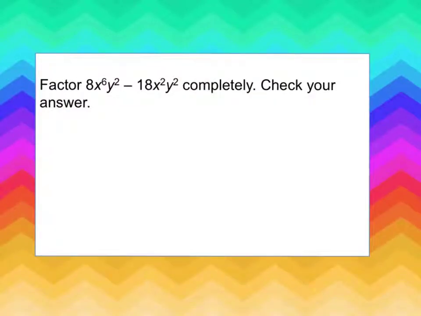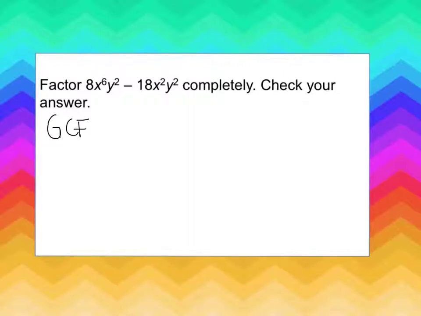Okay, here is our first problem, 8x to the 6th power y squared minus 18x squared y squared. We're going to factor it completely, and then you're going to check your work on your own. So for this example, remember step 1 from that previous slide, and I hope that you wrote it down. If you didn't, rewind and get that slide written down. Step 1 is to check for a GCF.